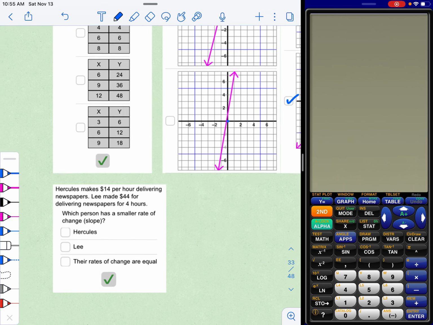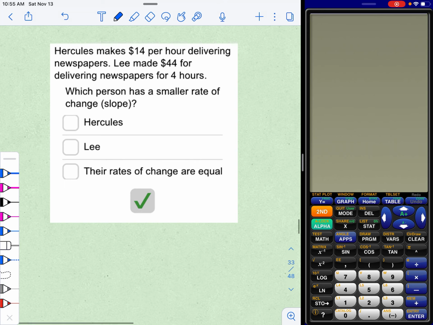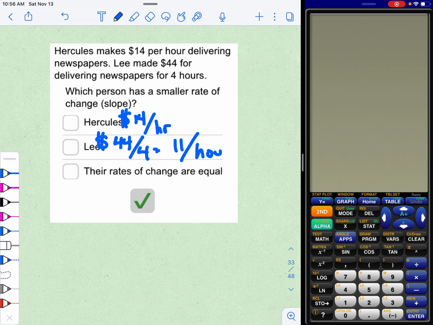Bottom lower question. Hercules makes $14 per hour delivering newspapers. So Hercules is 14 per hour. I'm going to make a little note of that. And Lee made $44 for delivering newspapers for 4 hours. I'm going to divide that. So $44 divided by 4 is $11 per hour. All right, so they're not the same. That doesn't harm me. It just says which. So then the question, which person has a smaller rate of change? Well, Lee was 11 and Hercules was 14, so I'm going to go ahead and choose Lee.